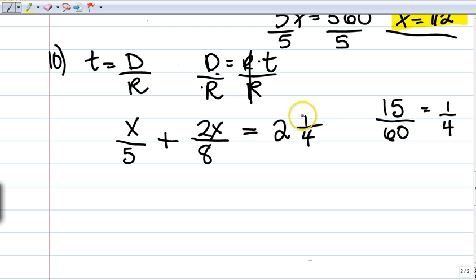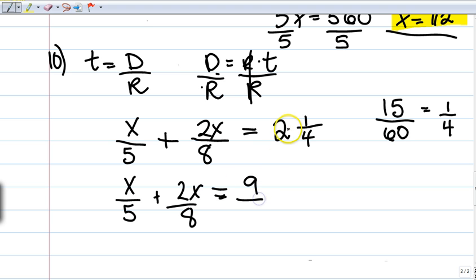Now I'm going to look at this, and I want to make this an improper fraction, because it'll be easier to solve. So I have x over 5 plus 2x over 8 equals 2 times 4 is 8 plus 1 is 9, and over 4, because we always make it underneath our denominator. And I will then try to solve for x.